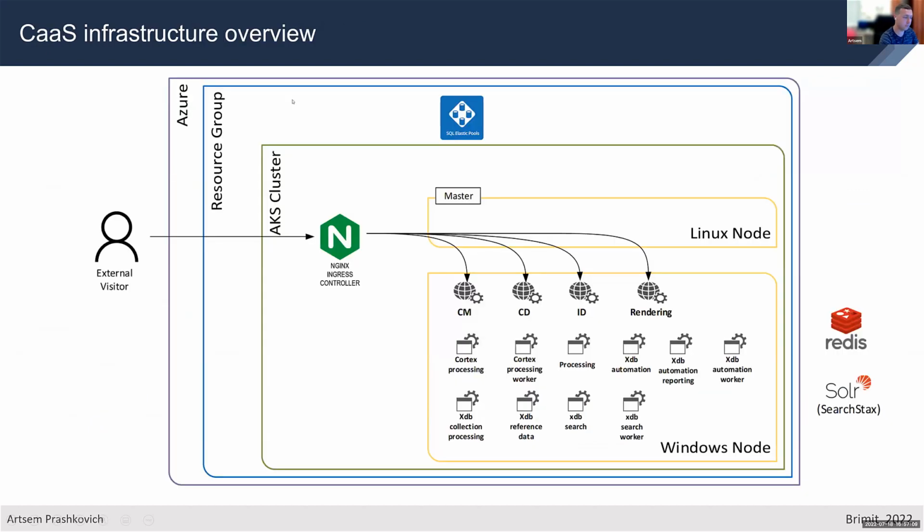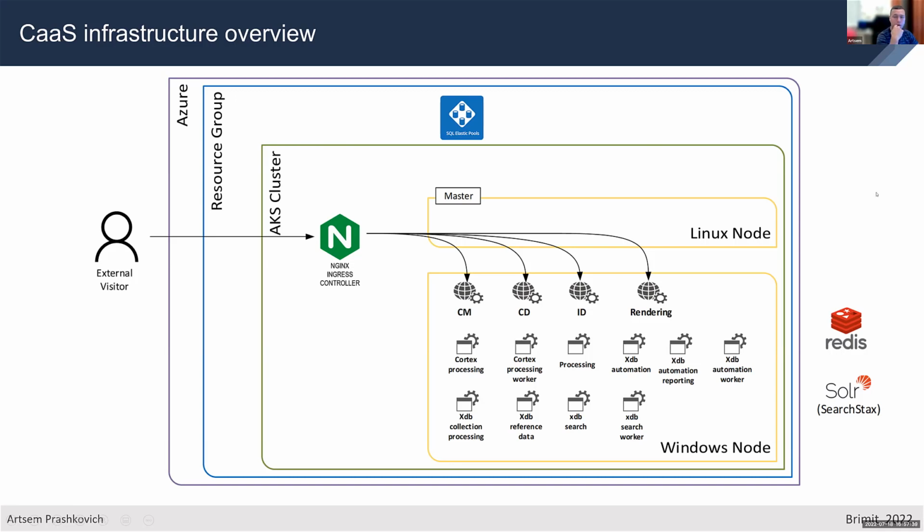This diagram represents the actual architecture of a Kubernetes instance. This is maybe a simplified one, but I want to show you how the Kubernetes infrastructure looks. On top of our cluster, we have, of course, Azure. We have a resource group where we run our cluster.